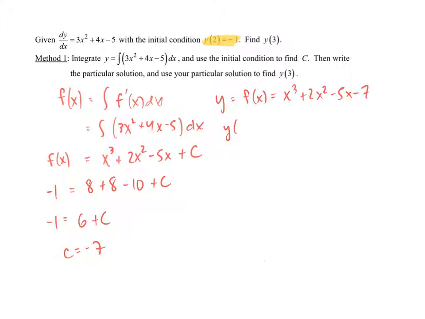So my y of 3, like the question was asking me to find, is just going to be 3 cubed plus 2 times 3 squared minus 5 times 3 minus 7. And if you calculate that, you're going to get an answer of 23.